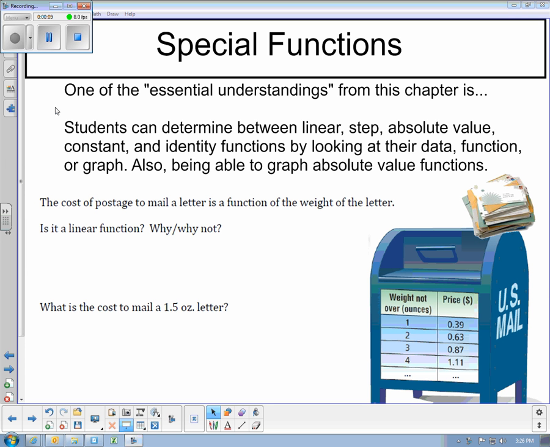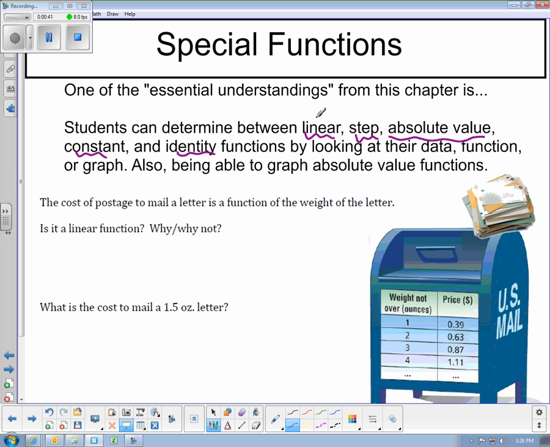Hey guys, it's Miss Johnson here, and I'm here to bring you your video for our special functions learning target. So up the top of the page, just one thing that is a good thing to understand, especially in this chapter, and really in all of Algebra 2, is that you need to start being able to look at an equation and figure out what type of equation it is. You need to be able to tell the difference between having a linear, a step function, an absolute value function, a constant, an identity, just by looking at the graph and by looking at the data.